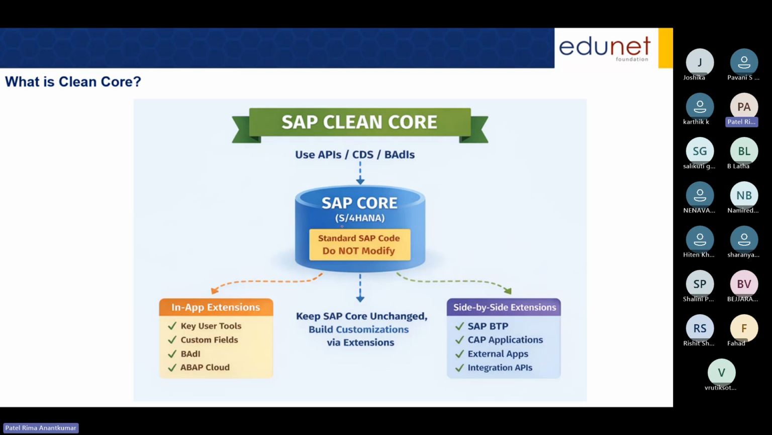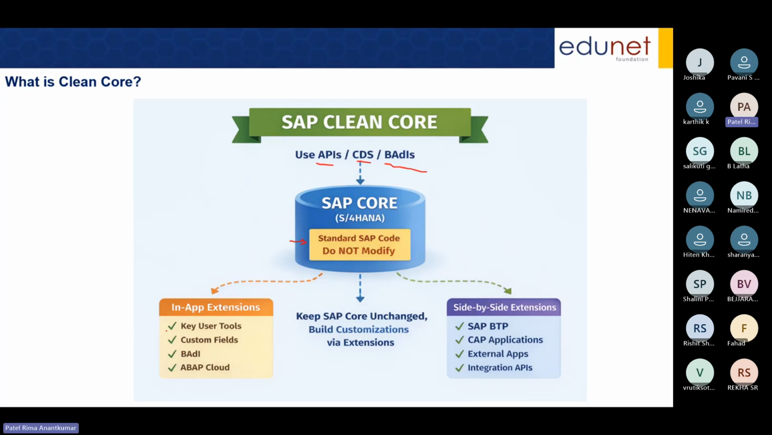So SAP Core S/4HANA, that is the database that we are using. We don't want to change the standard SAP code, so what we are going to use is APIs and CDS, which we already know how to create. In the previous two sessions, you already learned how to create the table, how to apply the joins, how to apply the different queries, and business add-ins, that is BAdIs.